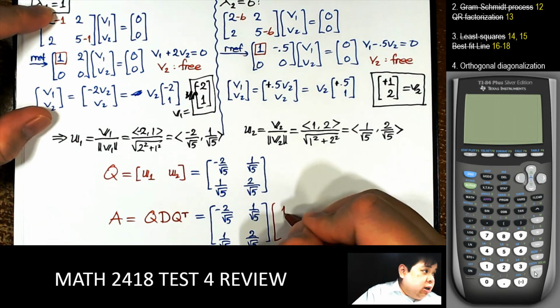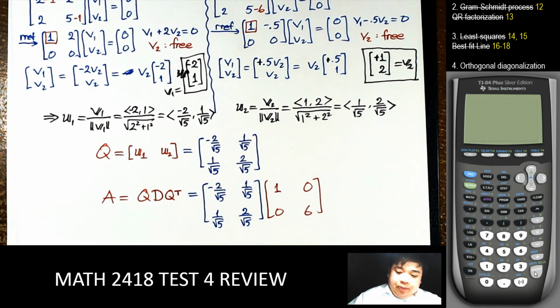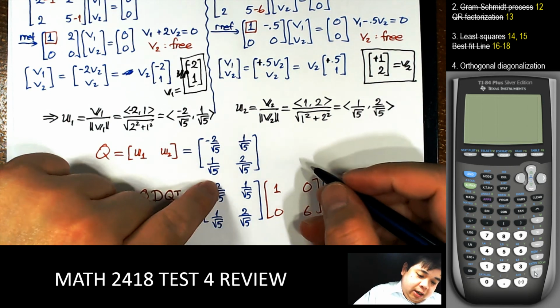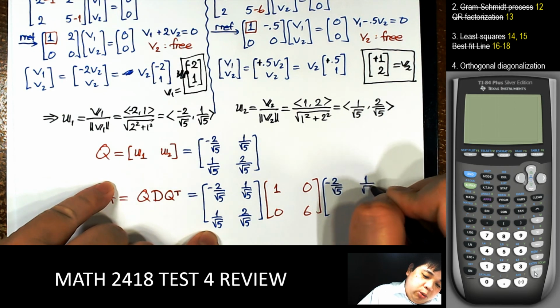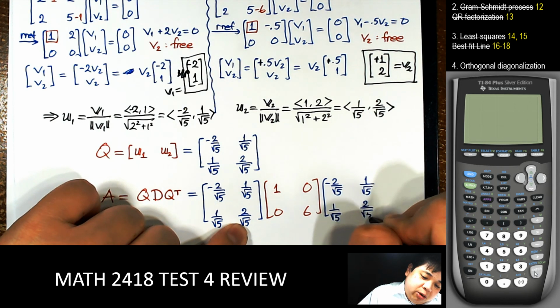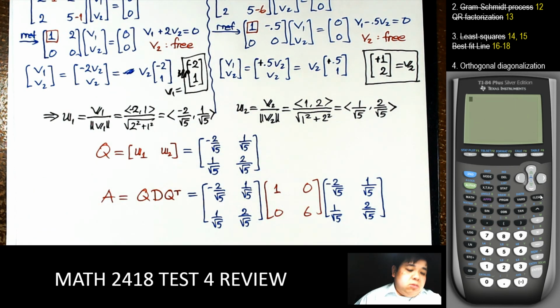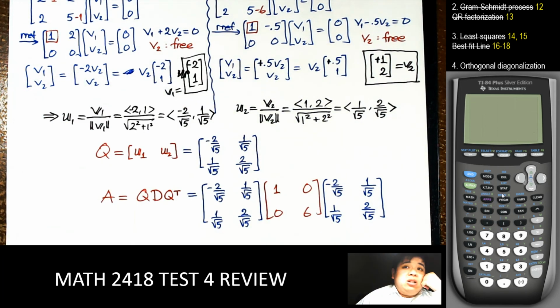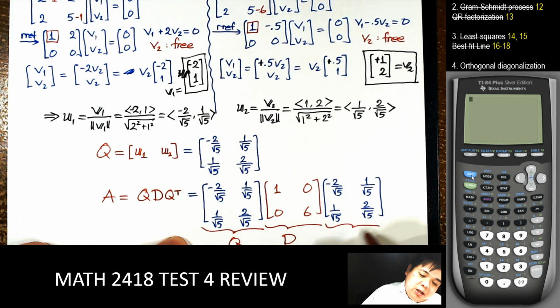We start with 1 and then 6, and then just turn this sideways. This column becomes a row, and this column becomes a row. I'll just confirm the answer. Let's store that into a matrix and that into a matrix. All right, by the way, this is Q, D, Q transpose.